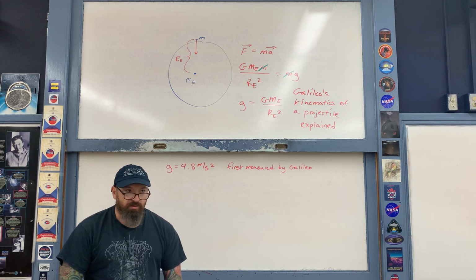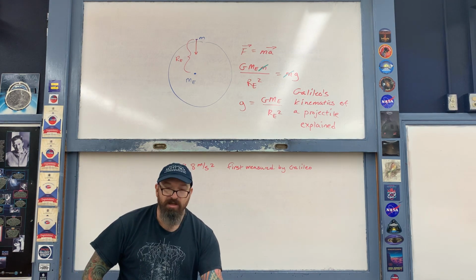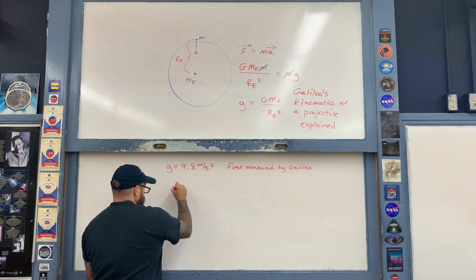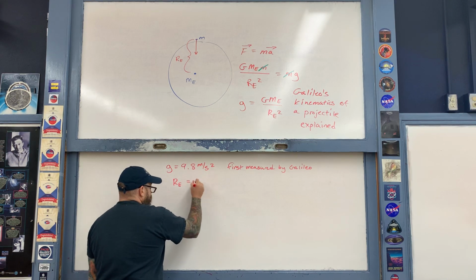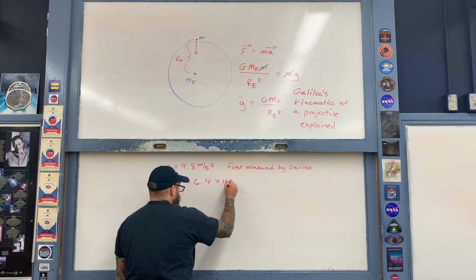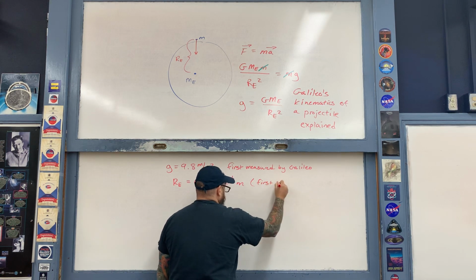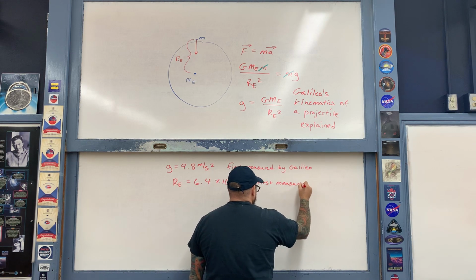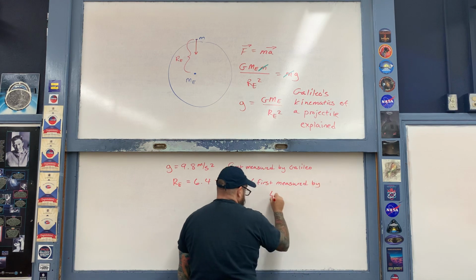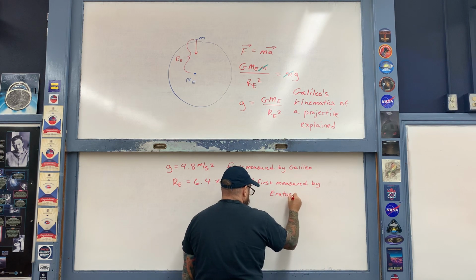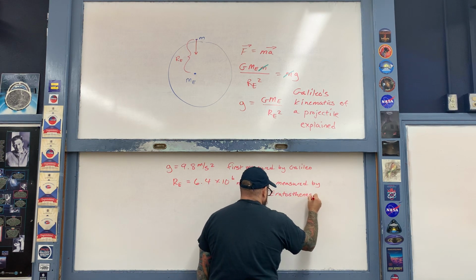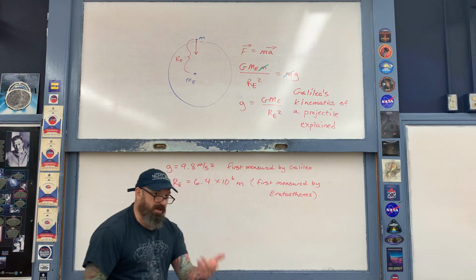We have the radius of the Earth. We've known the radius of the Earth since the time of Eratosthenes, more than 2,000 years ago. The radius of the Earth is 6,400 kilometers, 6.4 times 10 to the 6 meters. This was first measured by Eratosthenes. Okay, and then we have capital G.